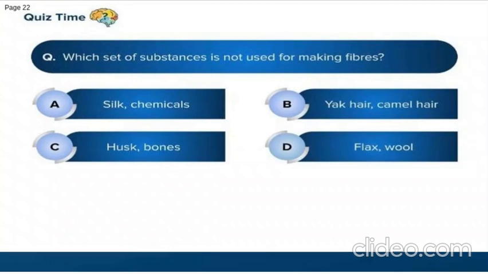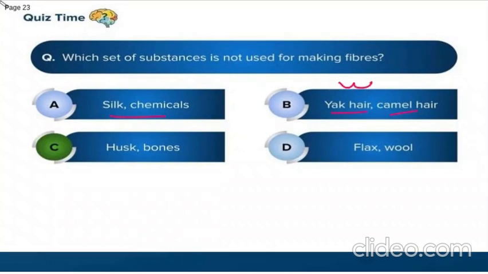So the correct answer here is husk and bones. If you want to convert into fibers, you can use silk and chemicals. You can use yak hair and camel hair from wool production. Flax and wool are used, but why will I use bones? What am I making? I'm making clothes, right? So what is the use of husk and bones? We do not use them.